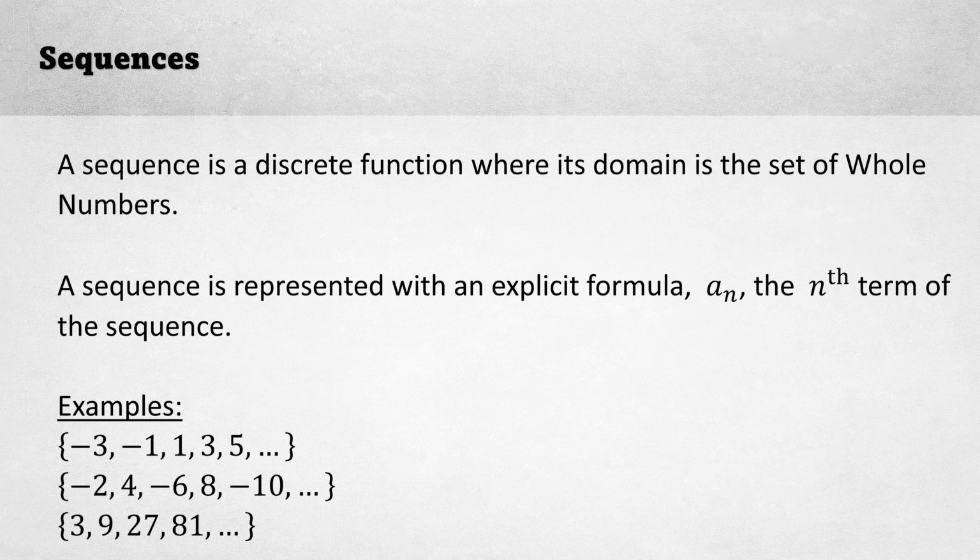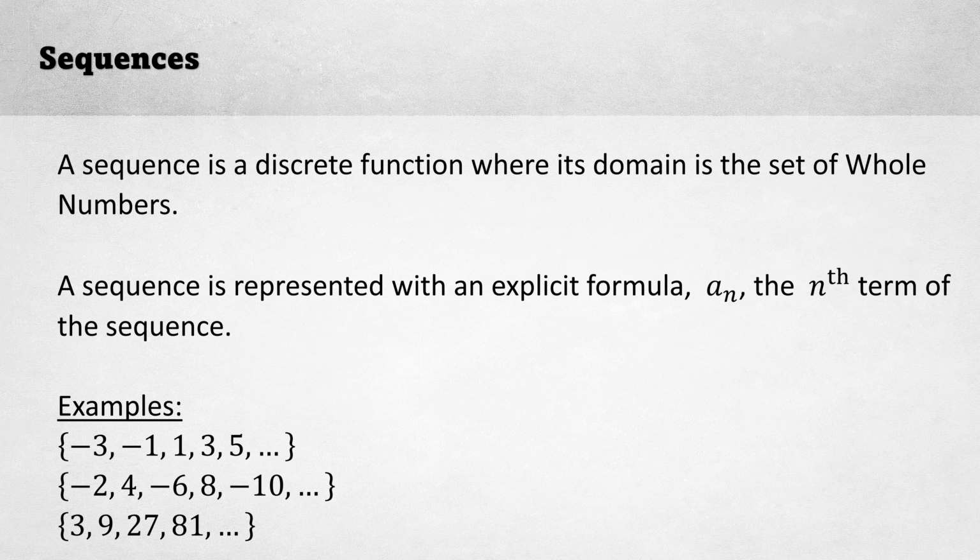The first set is a sequence with the first term of -3, while the rest of the terms of the sequence are 2 more than the previous term. The second set is a sequence with the first term of -2, while the rest of the terms are -2 times the previous term. And the third set is a sequence of powers of 3 with the first term of 3.